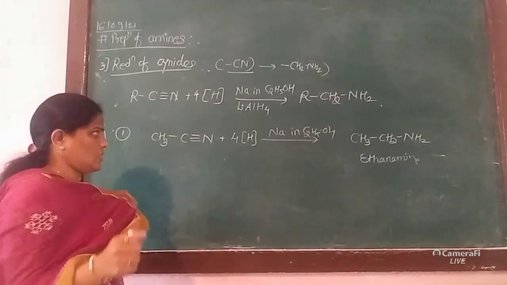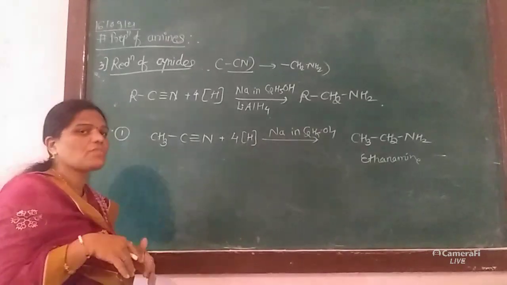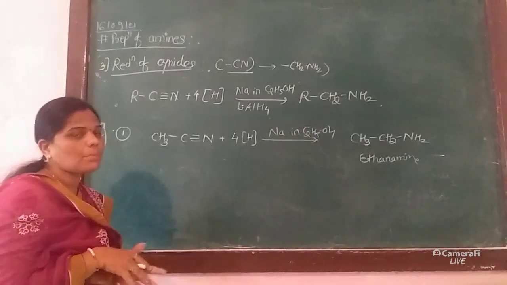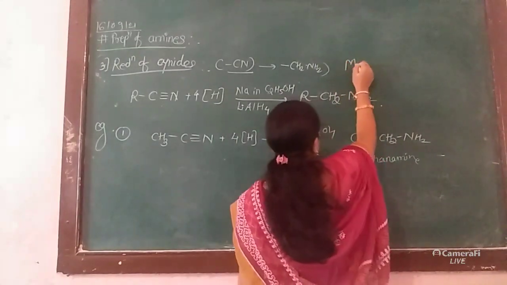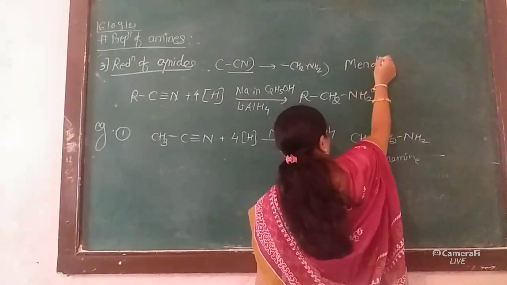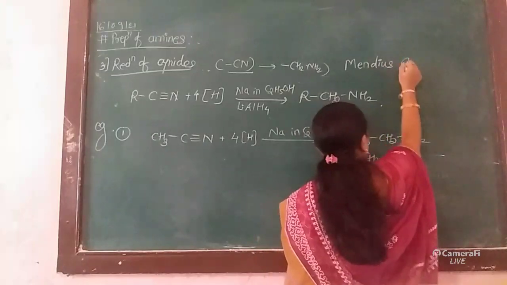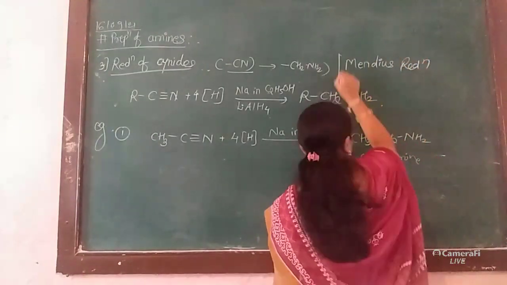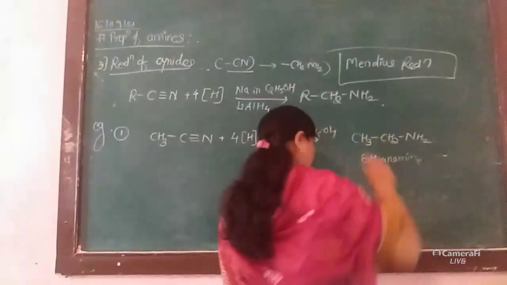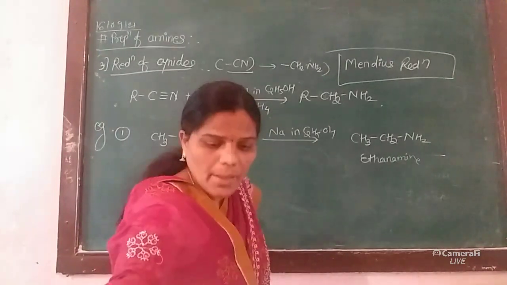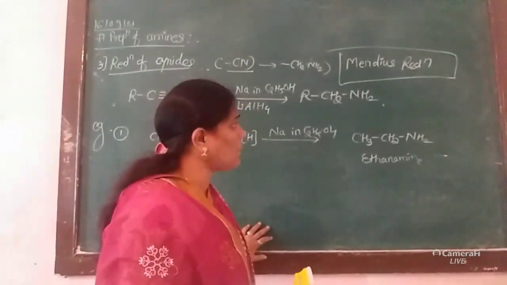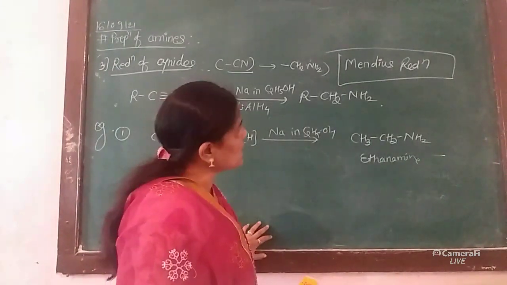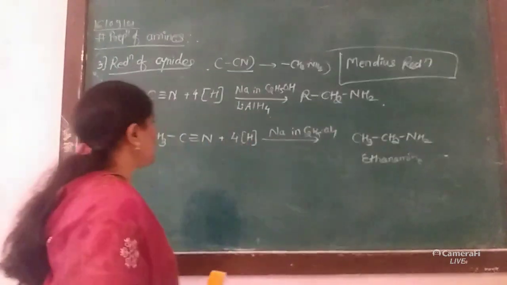And this type of reduction, that is a reduction of cyanide in the presence of sodium in alcohol to form the primary amine, is known as the Mendius reduction. This reaction is known as the Mendius reduction reaction for the formation of primary amines from the alkyl cyanide.